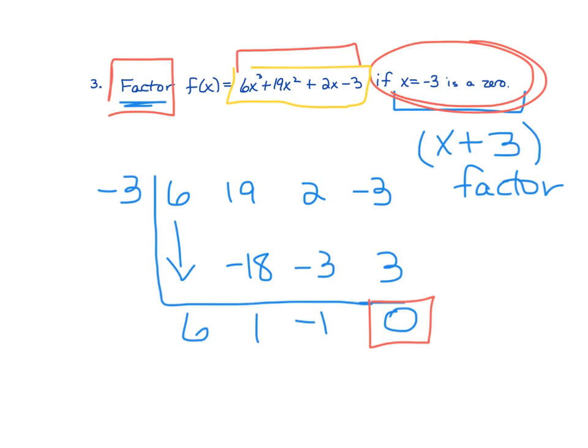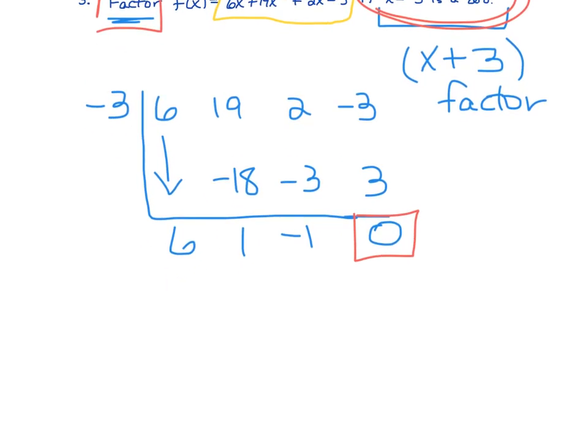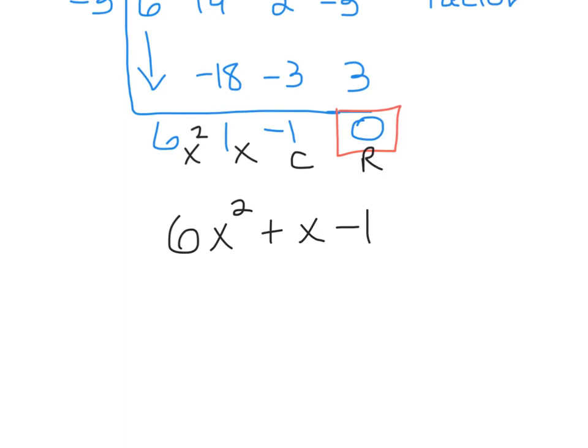So I already know one of the factors. It's x plus 3. I'm now going to add the variables back to this. So this becomes x squared, x, this is the constant, this is the remainder. Now I have a quadratic equation that I can factor. So now I need to find the factors of this quadratic, so the two binomials, that when I FOIL it, go back to 6x squared plus x minus 1. And those two binomials are going to be 2x plus 1 and 3x minus 1.